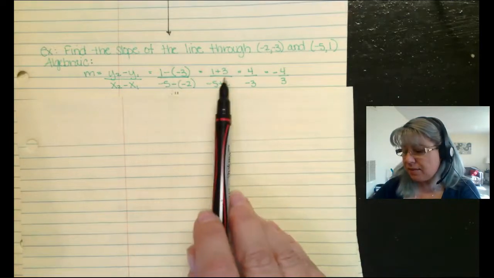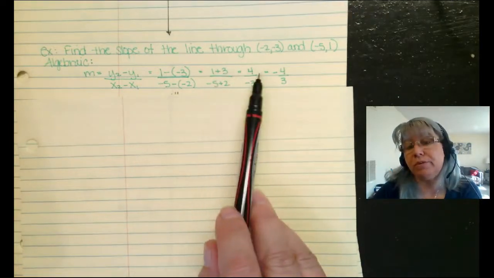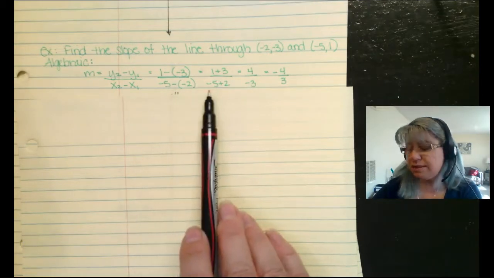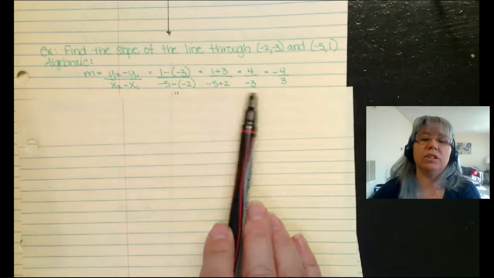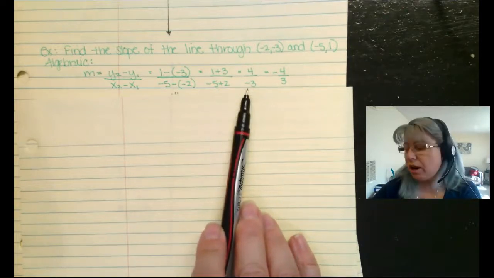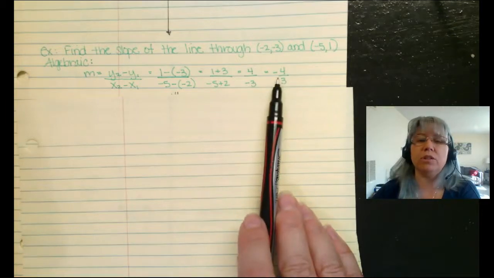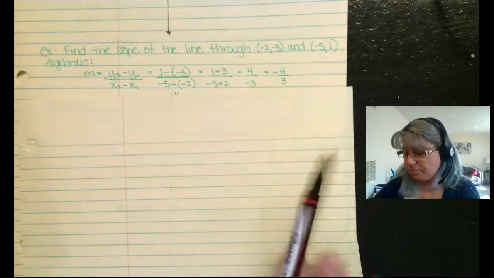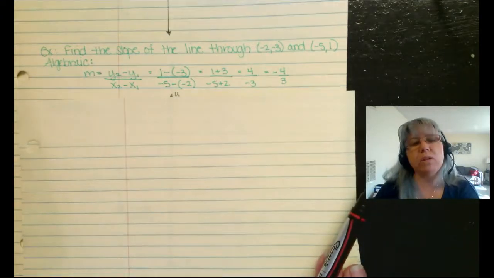1 minus -3 is going to be 1 plus 3, which will be 4. And -5 minus -2 is really -5 plus 2, which is -3. Now we don't leave the negative in the denominator. Either we're going to give it to the numerator or we'll give it to the whole entire fraction. So it's -4/3.